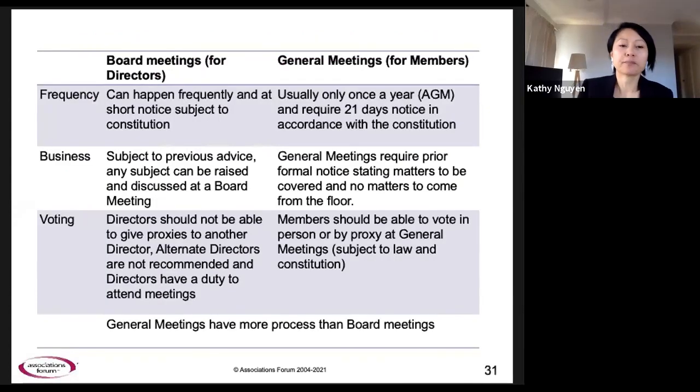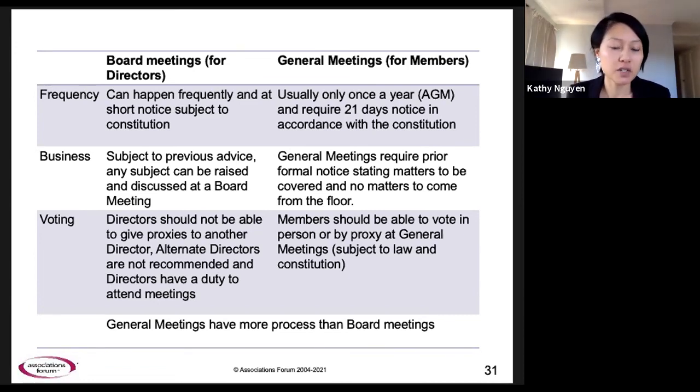Now just to recap, the difference between board meetings and general meetings. Board meetings are for directors and general meetings are the formal meeting of the membership. So frequency: board meetings can happen frequently and often at short notice, and general meetings usually only once a year, the AGM, with 21 days notice required. What can be discussed at a board meeting? Usually anything. Whereas at general meetings, only things that are in the notice of meeting should be discussed. So there shouldn't be any surprise matters that come from the floor of, for example, the AGM.